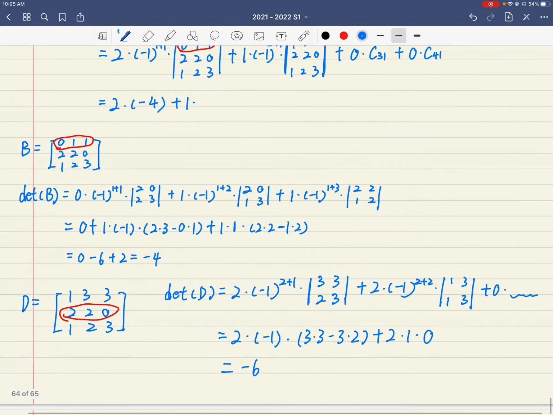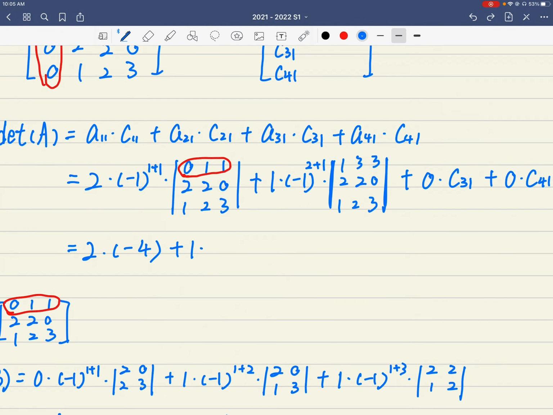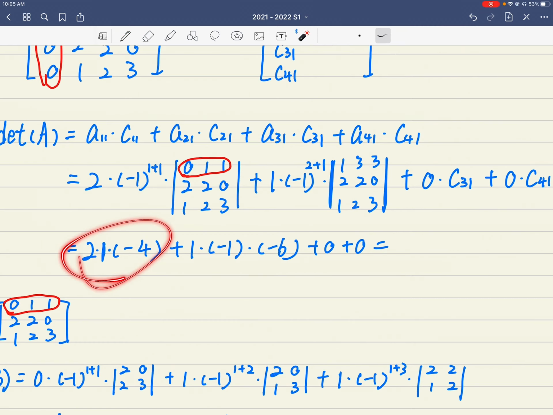So here we have the result is negative 6. Let's put it up here. 1 times this part is -1 times -6. Here it's 2 times 1 times -4. So let's just put it there. Then plus 0 plus 0. After that, it's -8 plus 6. So the answer is -2.